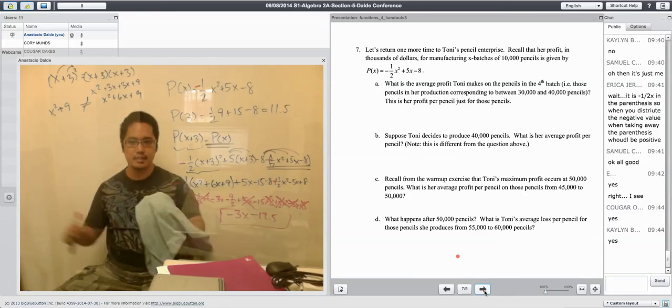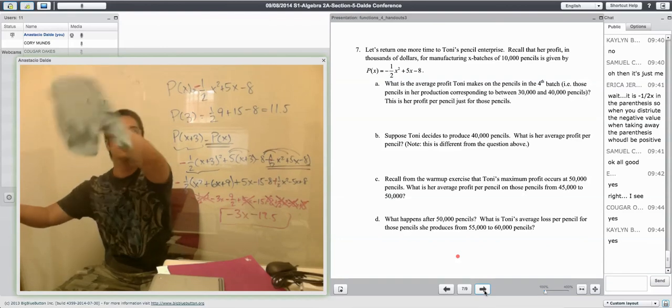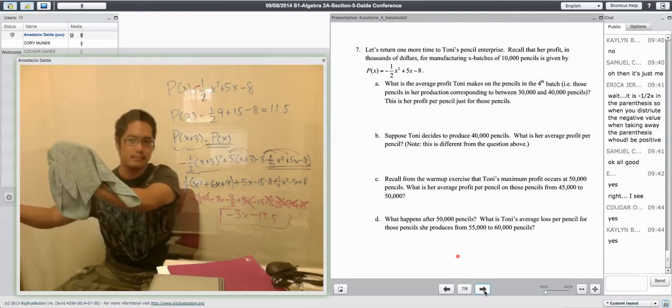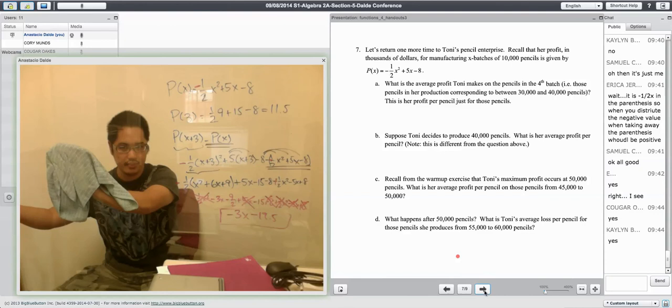Alright, I'm going to erase this. I'm going to show you one more trick, and this was per the request of Sam. Can I erase? You guys can take a picture.